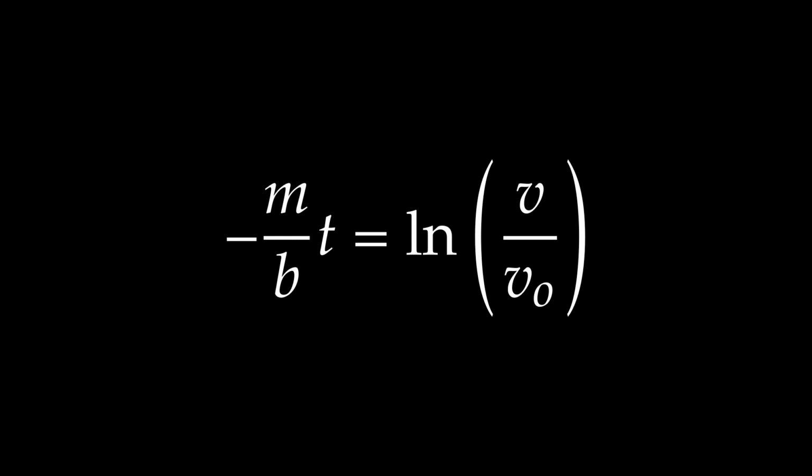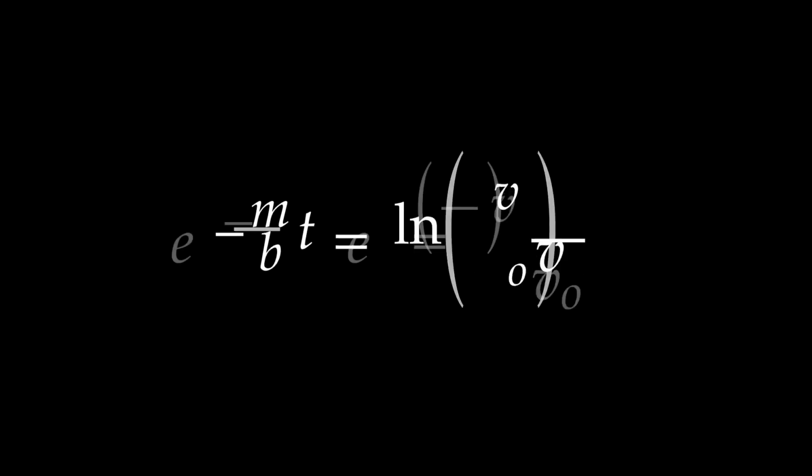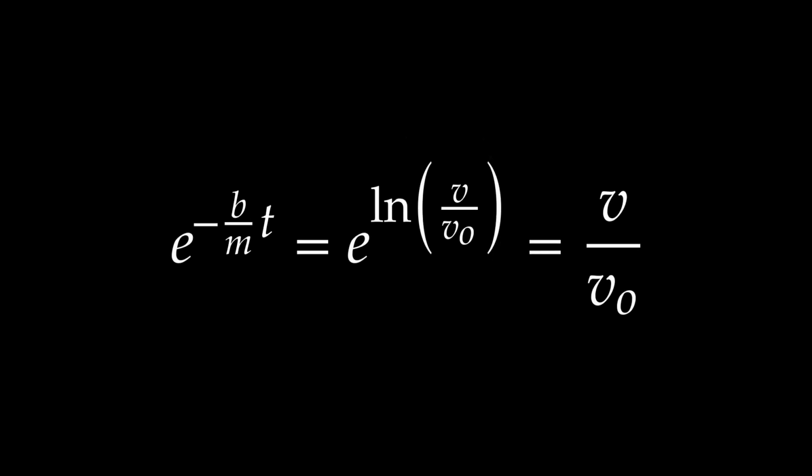I'll exponentiate both sides of the equation. What that means is e to the minus b over m times t. That is, I take the exponential and raise it to that power that would result in v over v0. And so now I've come to my final answer by multiplying v0 over to the other side of the equation. So v is equal to v0 e to the minus b over m t. That is the velocity as a function of time.